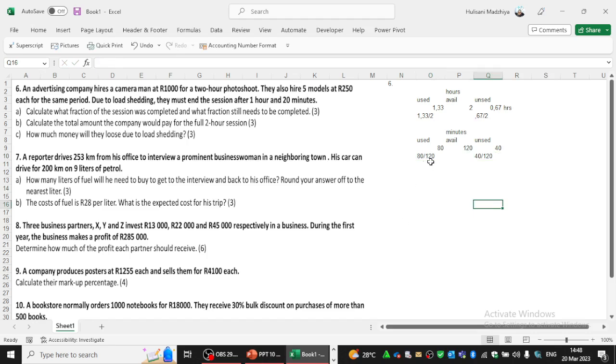This can still be simplified further because the values are all within the tens and are all even numbers. So we can divide everything first by 10. If we divide everything by 10, we get 8 over 12, and 8 over 12 can still be simplified.